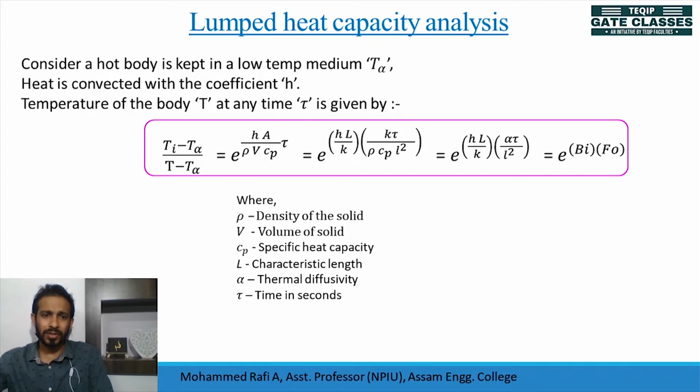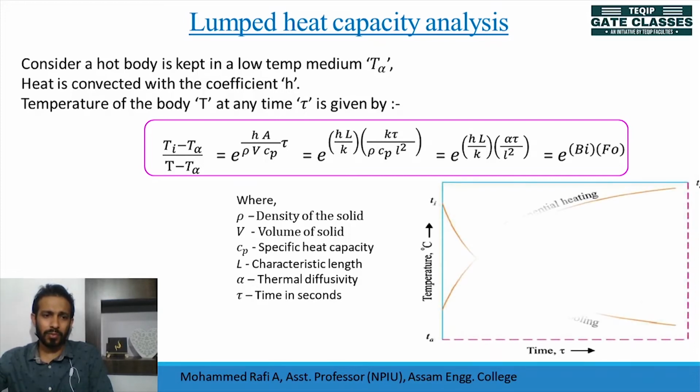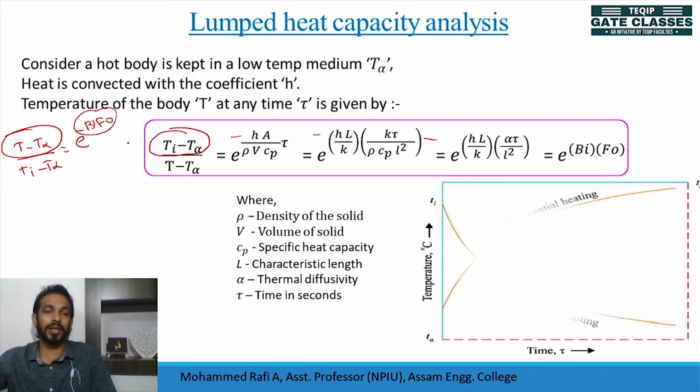So this is the expression, and some of you may have some confusion about why there is no negative sign, or in your degree time or graduation time you might have studied there is some negative sign. It is nothing but how you are taking this ratio. If you are taking T minus T infinity divided by Ti minus T infinity, then there will be a negative sign of Bi into Fo. That means throughout this expression there will be a negative sign. But instead of taking T minus T infinity, I am considering Ti minus T infinity.